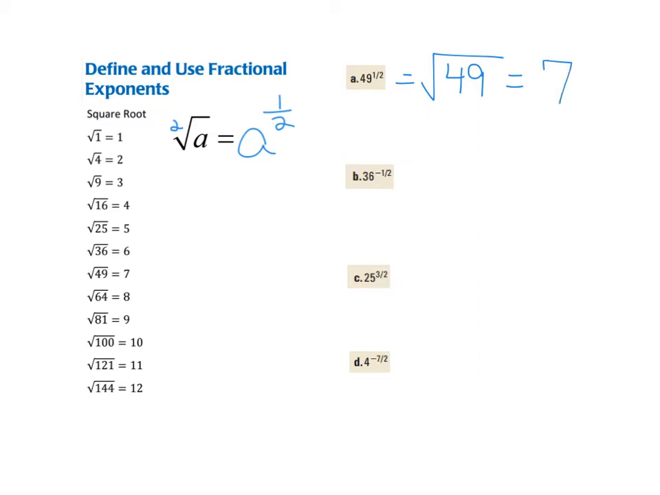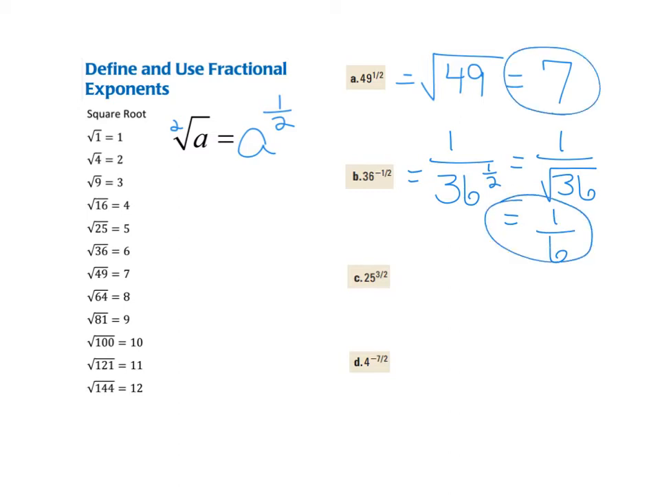36 to the negative 1/2 power. Well, that's a negative exponent. That means we've got to fix that. How do we fix a negative exponent? Well, we say 1 over 36 to the positive 1/2. We take the reciprocal, just like we've been doing. Well, now we have 1 over the square root of 36. And the square root of 36 is 6. So my final answer is 1/6.